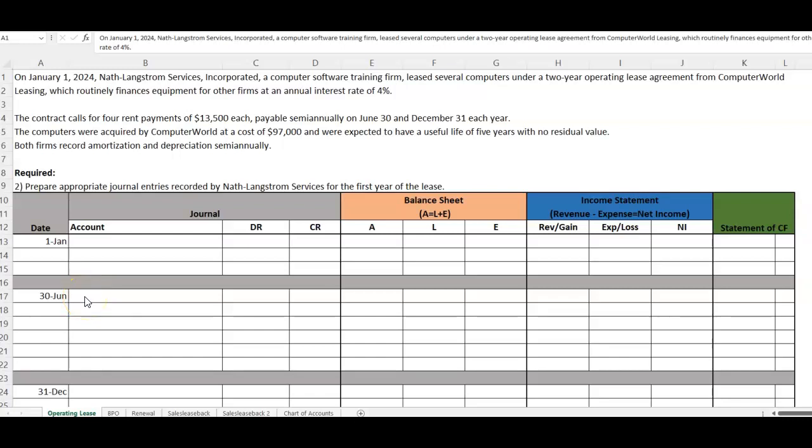All right, so we've looked at financing leases from the lessee and the lessor, and sales type leases from the lessor standpoint. Let's switch gears just a little bit and look at how an operating lease impacts our financial position and how we account for an operating lease.